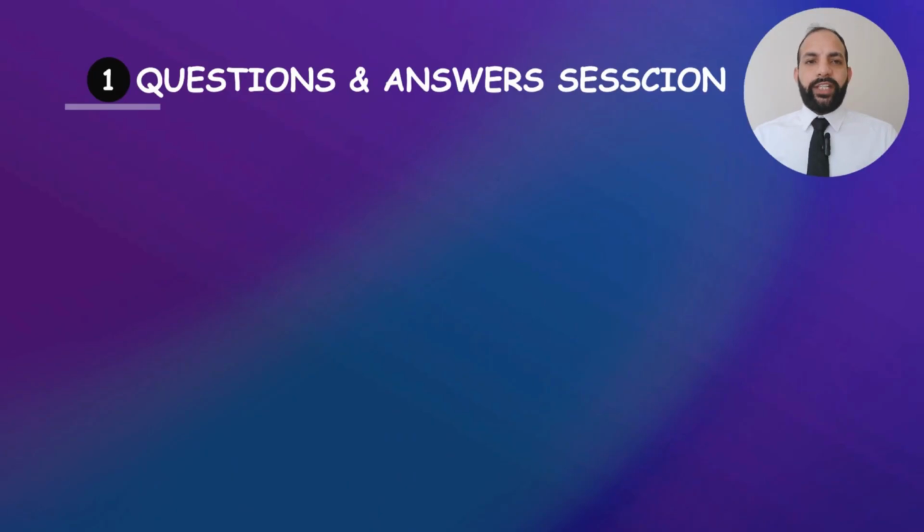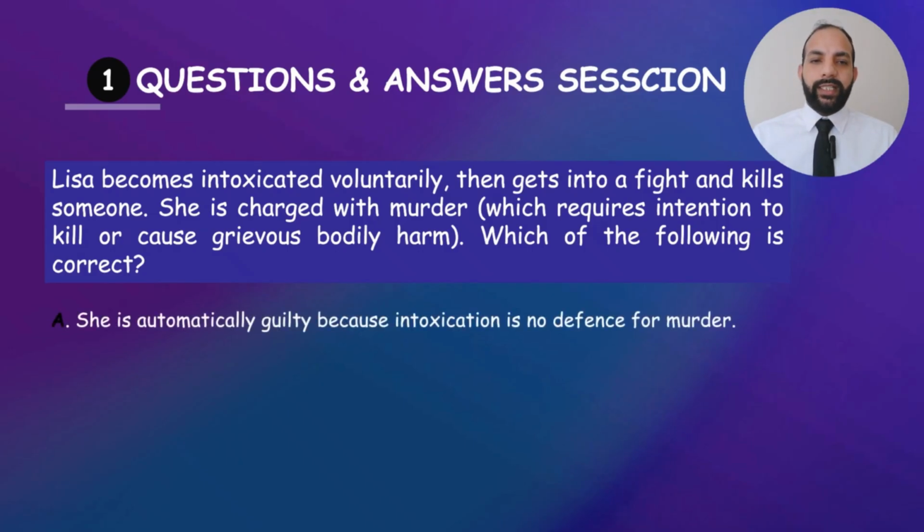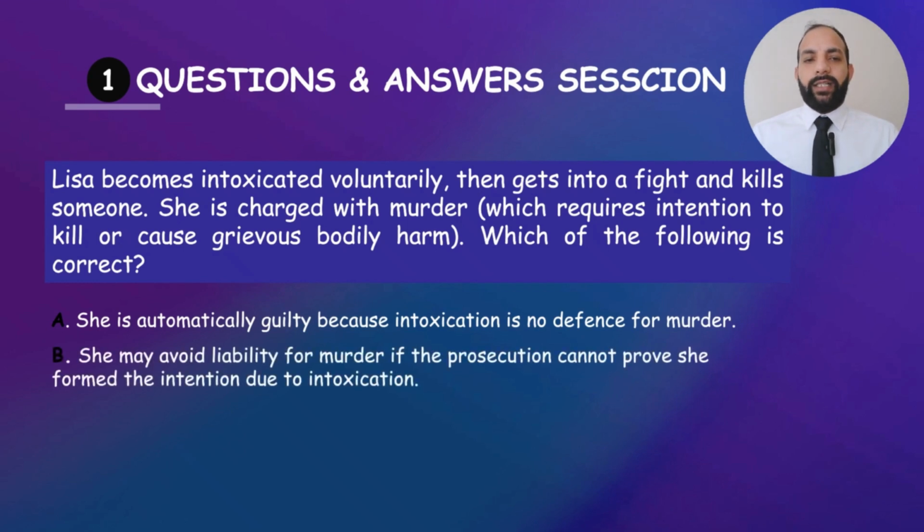So in the last part of the video, we enter the question and answer session. The first question is: Elisa, voluntarily intoxicated, gets into a fight and kills someone. She is charged with murder, which requires intention to kill or cause grievous bodily harm. Which of the following is correct? A. She is automatically guilty because intoxication is no defense for murder. B. She may avoid liability for murder if the prosecution cannot prove she formed the intention due to intoxication.